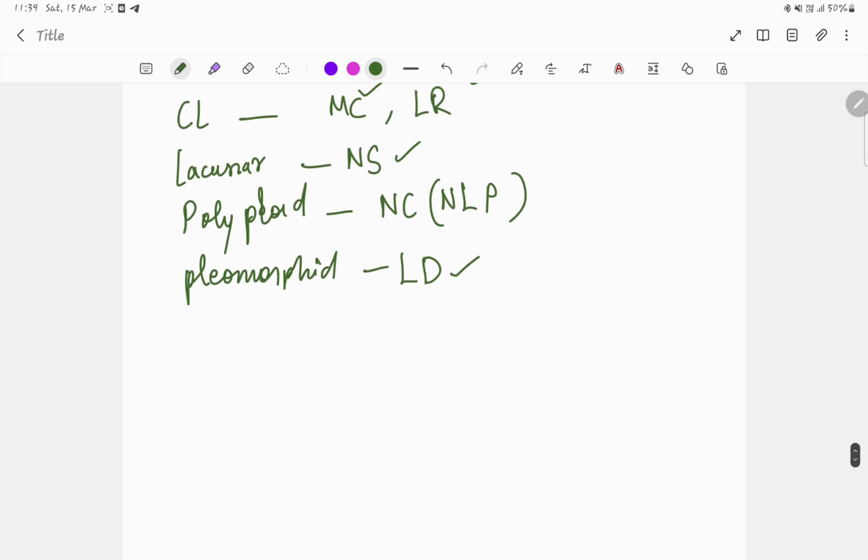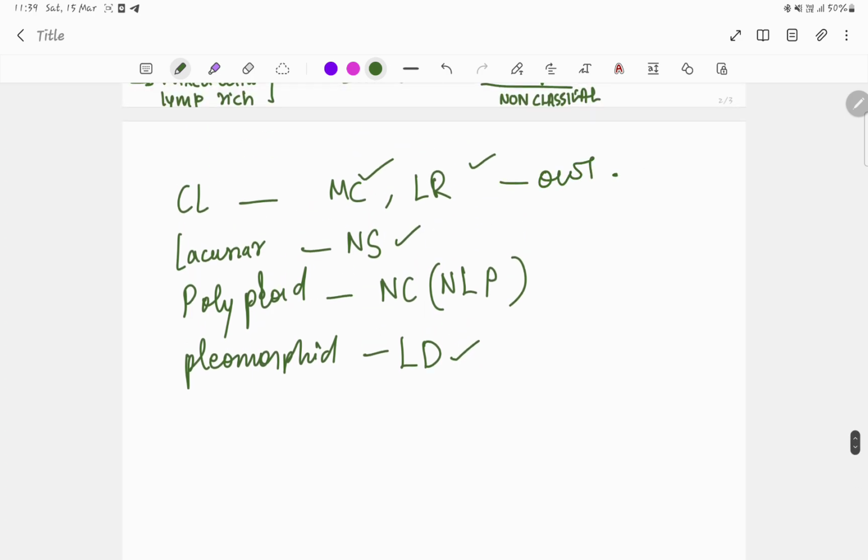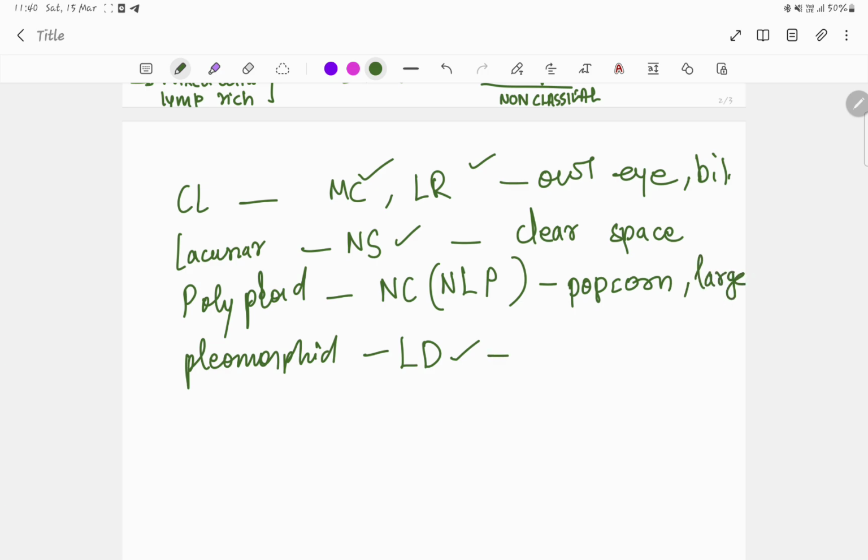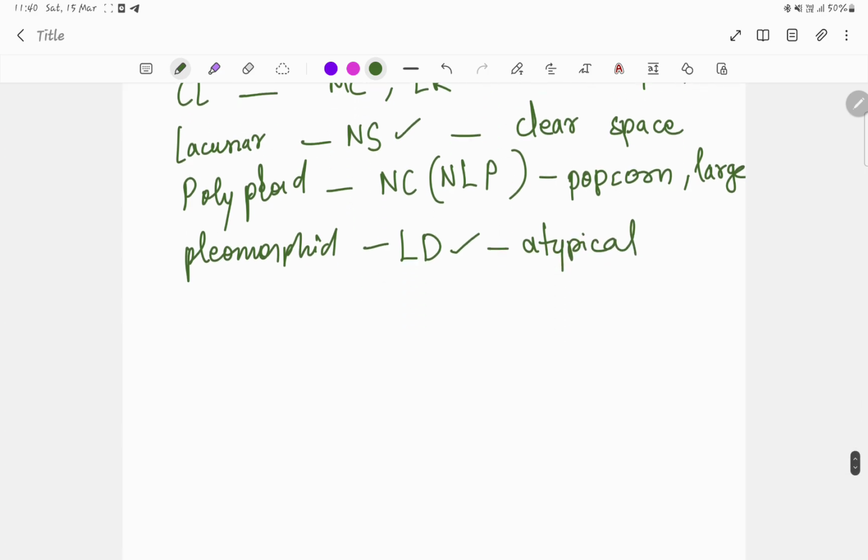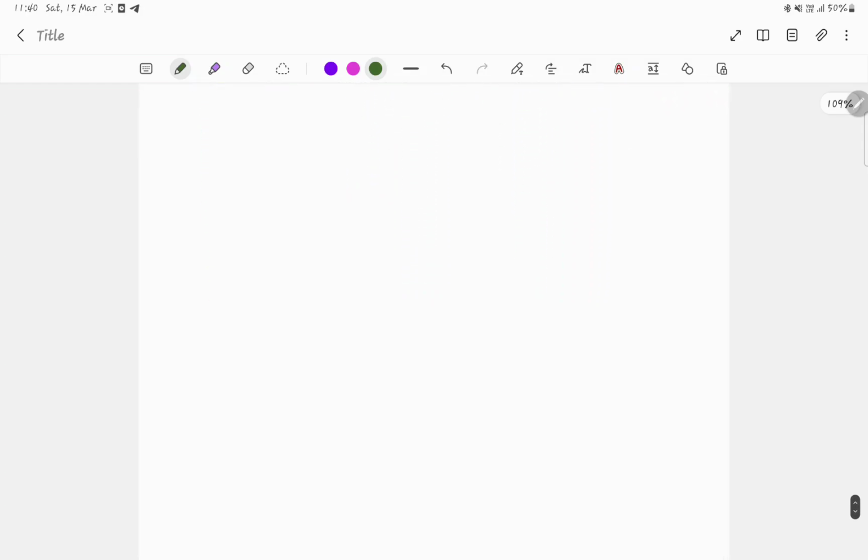So this is clear. How does it appear? It appears with an owl eye appearance, and it is a bilobed nucleus. Lacunar, there is a clear space around the nucleus. Polyploid, it looks like, obviously, popcorn shaped, and it is a large popcorn shaped nucleus. This one is an atypical nucleus. So that is all. The revision is also done.